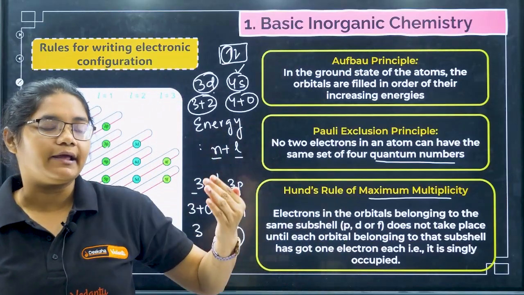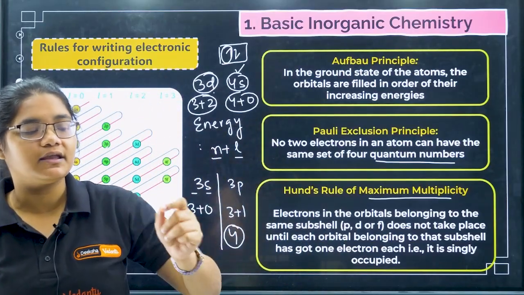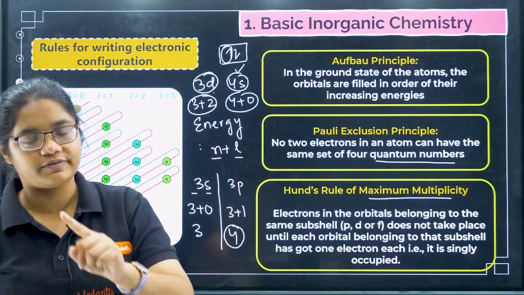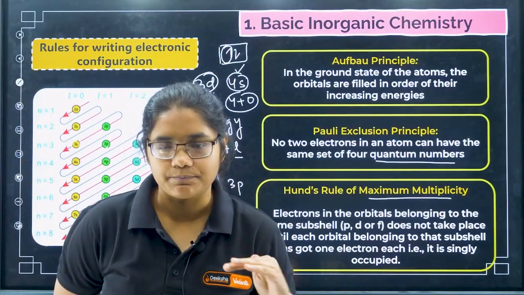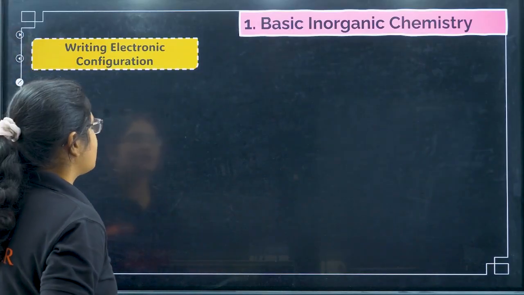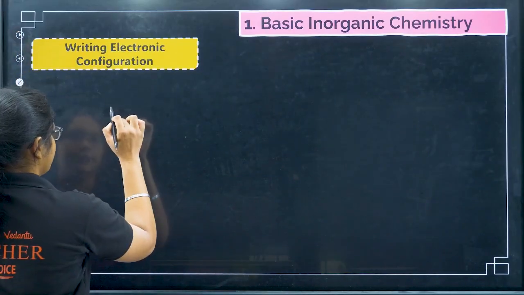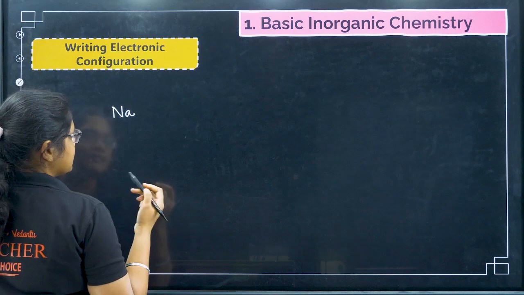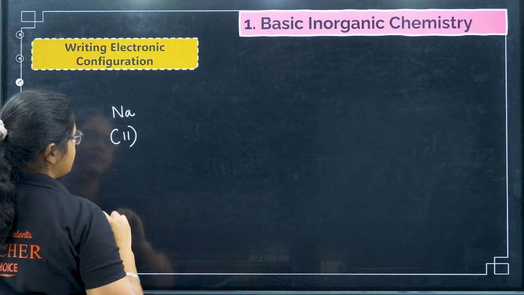Now when you fill the electrons, you should start giving one electron to all of them, and then the pairing should start. I'll explain with an example, it will be more clear. So let us start with one example. For example, sodium. Sodium has atomic number 11.